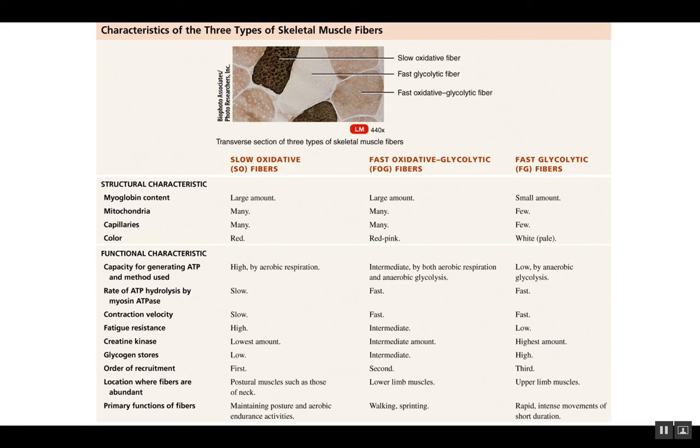So hopefully this helps describe these three types. It's very important that you understand that you would need to be able to have these different types of muscle fibers based on what you need to do, whether you're postural, leg muscles, or arm muscles.